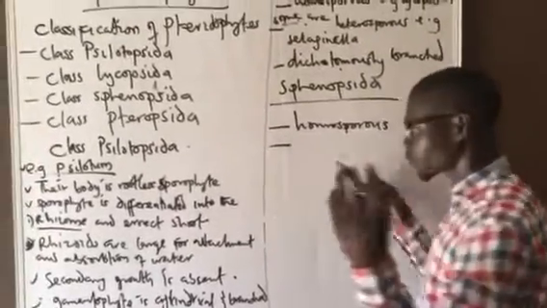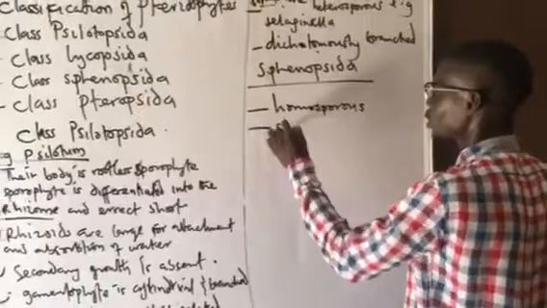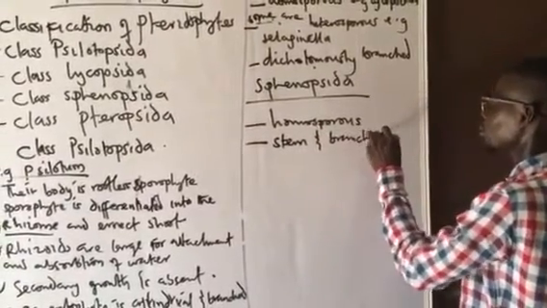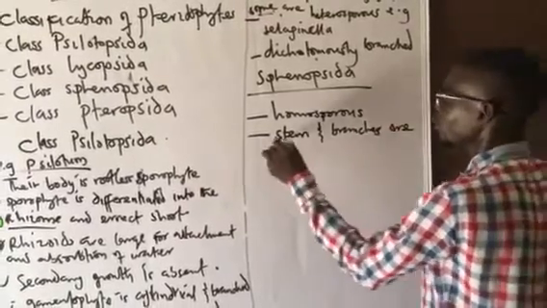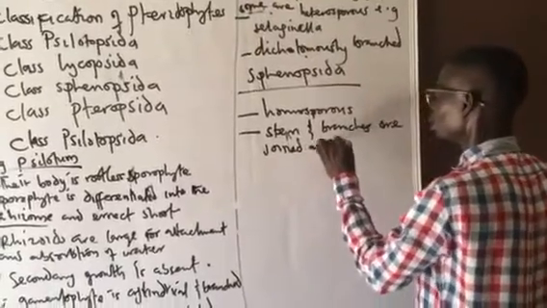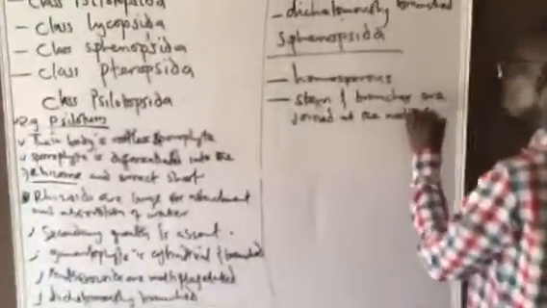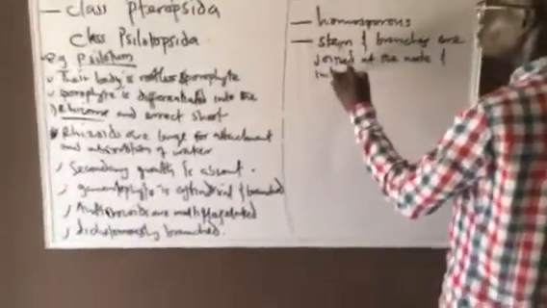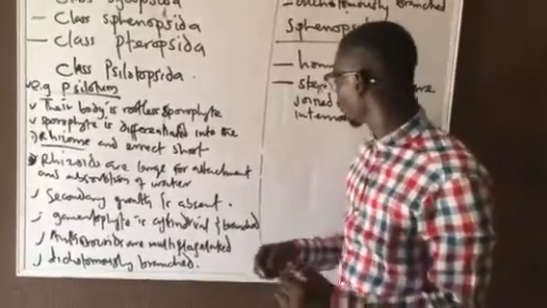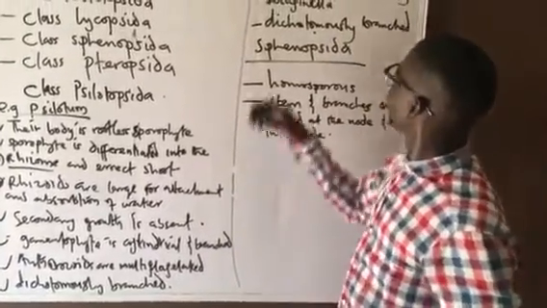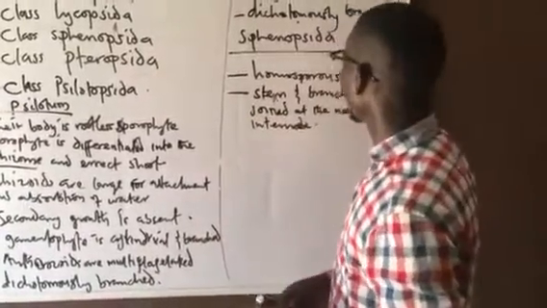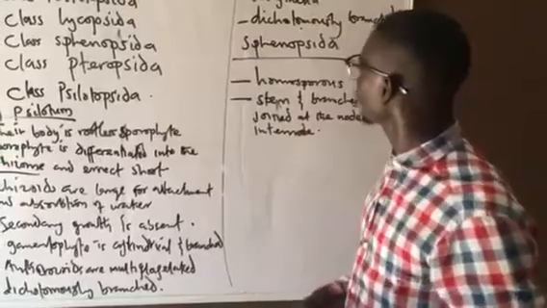But their stems and branches are joined at the node and internode. So these ones, they have shoots, roots, and stems, but their stems and branches are usually joined together. Then we also talk about the Sphenopsida.